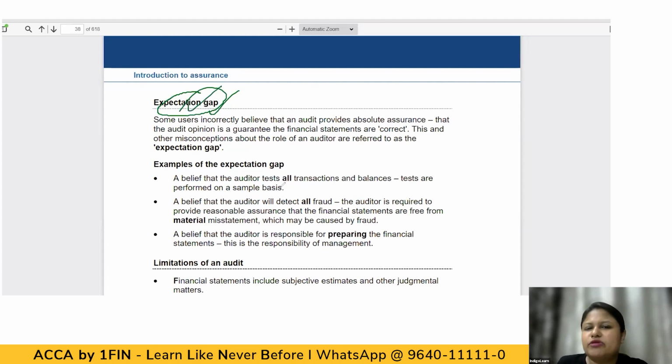So what examples could there be for the expectation gap? That the auditor will do the testing of all transactions. Wrong. The auditor does not have all the time on earth to test all the transactions. So we do sampling. Correct? We are not obtaining absolute assurance. We are obtaining reasonable assurance.